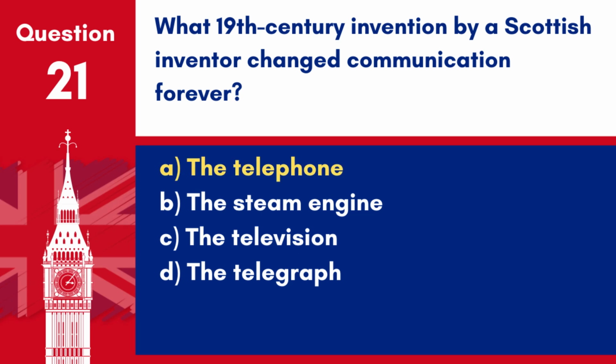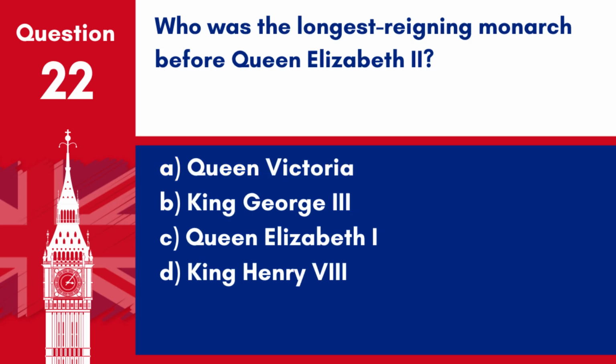Answer. A. The telephone. Alexander Graham Bell, a Scottish-born inventor, is credited with inventing the first practical telephone, revolutionizing communication worldwide. Question 22. Who was the longest-reigning monarch before Queen Elizabeth II? A. Queen Victoria. B. King George III. C. Queen Elizabeth I. D. King Henry VIII.